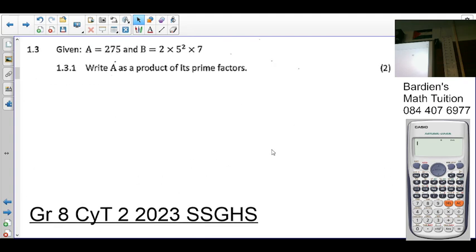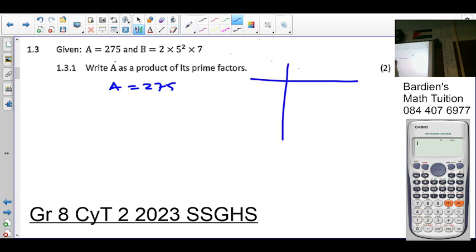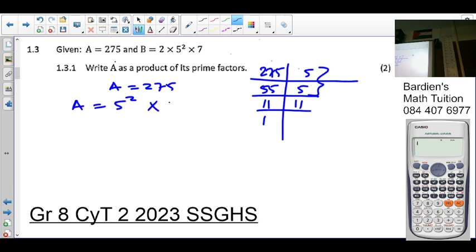Right. Number 1.3. If A is equal to 275 and B is equal to 2 times 5 squared times 7. The question says write A as a product of its prime factors. So A, which is 275, we can either use the ladder method or the decomposition method. Okay, so 275. 5 goes into 275? 55 times. 5 goes? 11. 11 goes? 1. So A can be written as 5 squared, as in there are 2 5s, times 11. Guys understand? So that is now the first question.